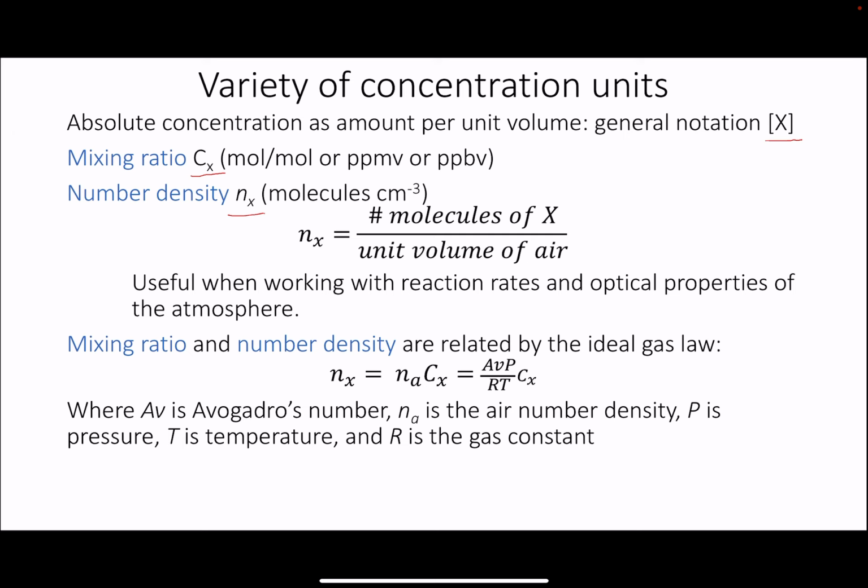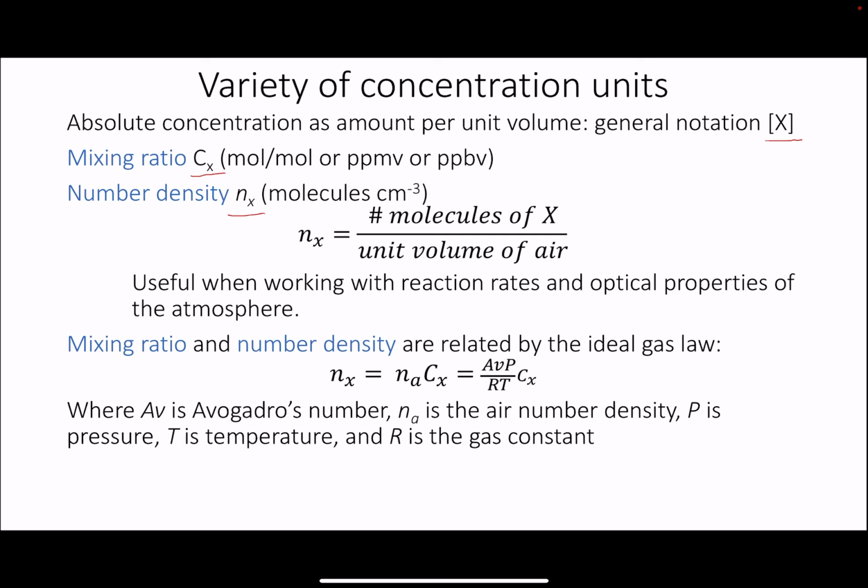And so the mixing ratio is useful because it doesn't depend on density at all and doesn't change as a function of altitude. Whereas the number density is useful when you're working with reaction rates as well as optical properties, but it's the reaction rates that we're going to find it useful for in the practical question. And these two concentrations can be interconverted, they're related. So mixing ratio and number density are related by the ideal gas law.